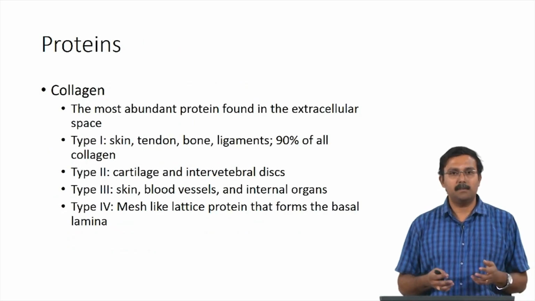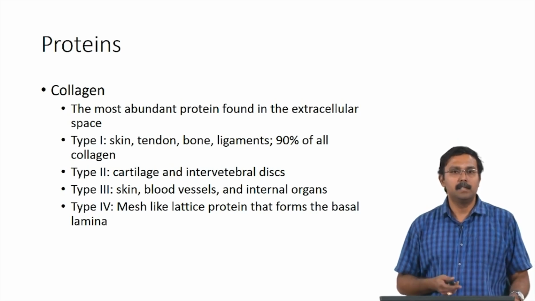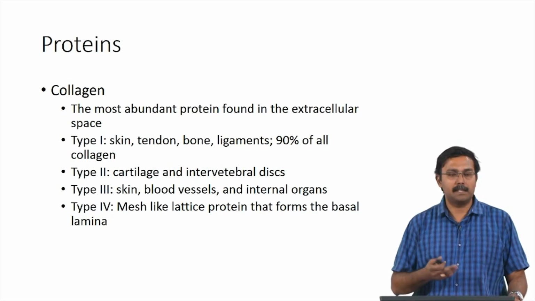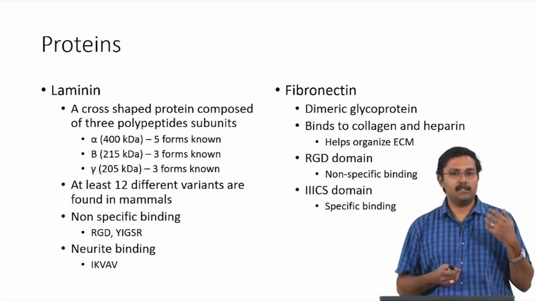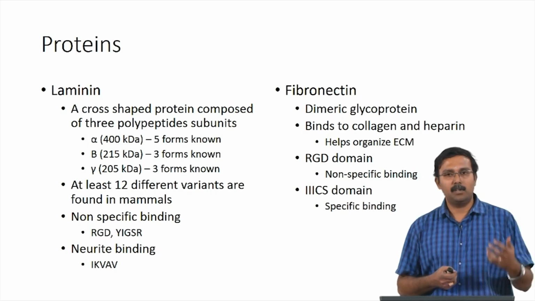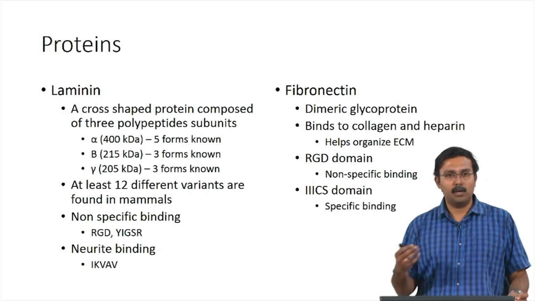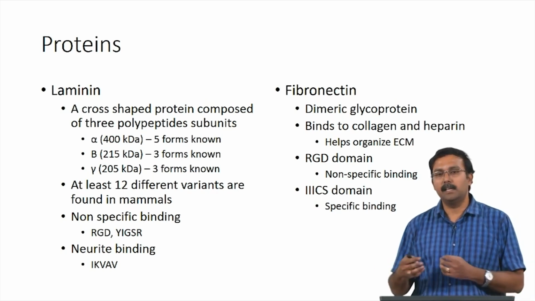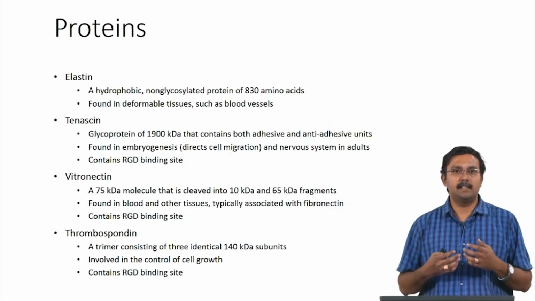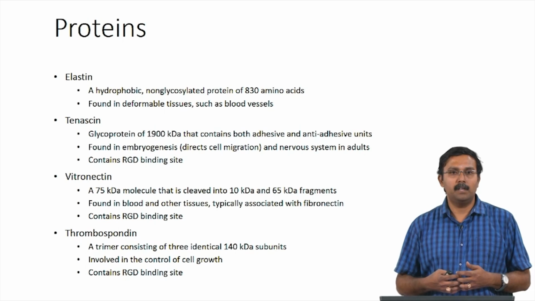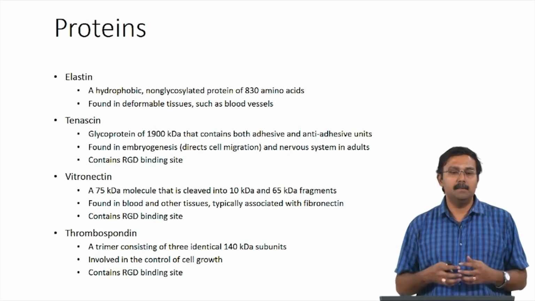Proteins, as I mentioned, collagen is the most abundant protein in ECM. There are different types of collagen and they are present in different regions. You have laminin. Laminin has non-specific binding. Laminin is one of the proteins which has a very high amount of RGD domain. Fibronectin also has RGD domains which help in integrin mediated cell adhesion. Other things are elastin, tenascin, vitronectin and thrombospondin. All of these are involved in different aspects and many of them have RGD binding sites.